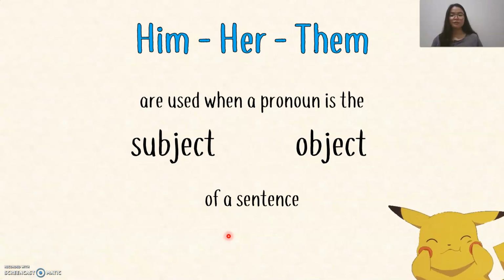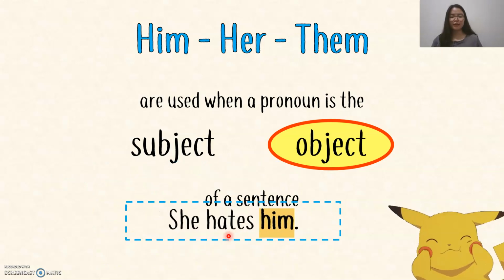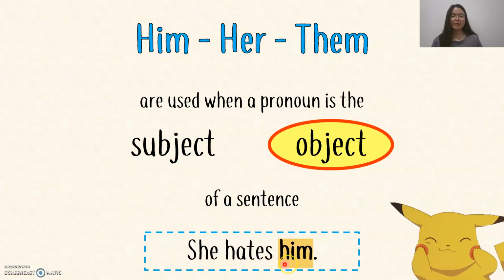And the second one, him, her, them are used when a pronoun is the object of a sentence. Here's the example. She hates him. She is the agent, hates is the action, and him is the one who got the action from the agent, she. So once again, if it is used as the object of the sentence, we use him, her, them.